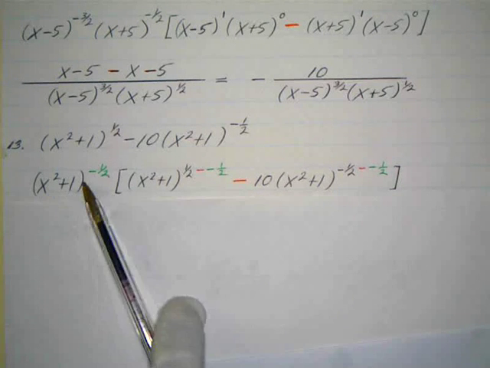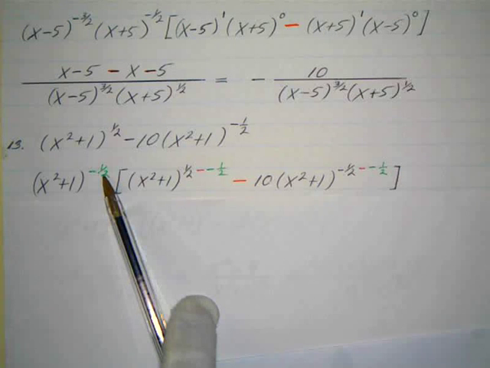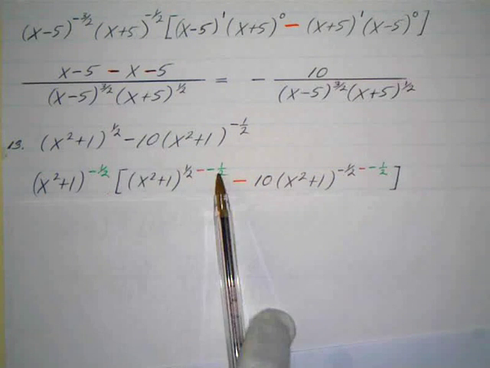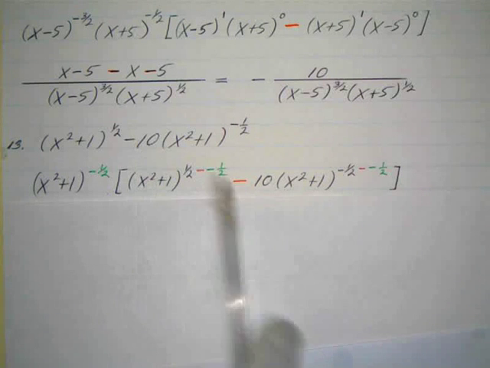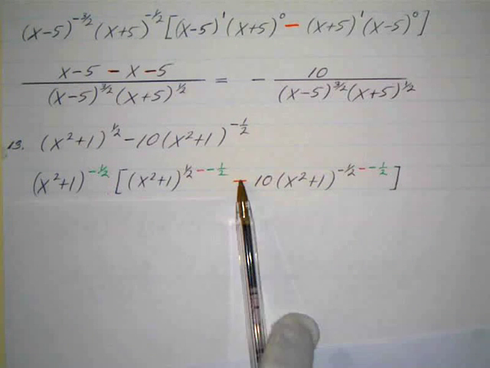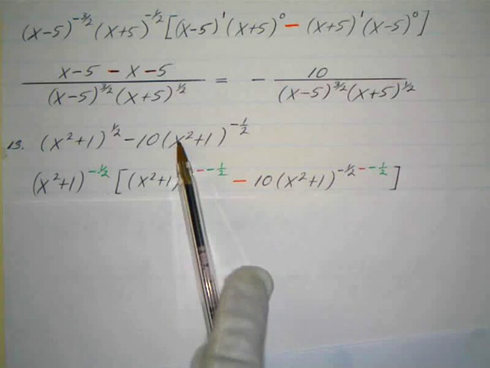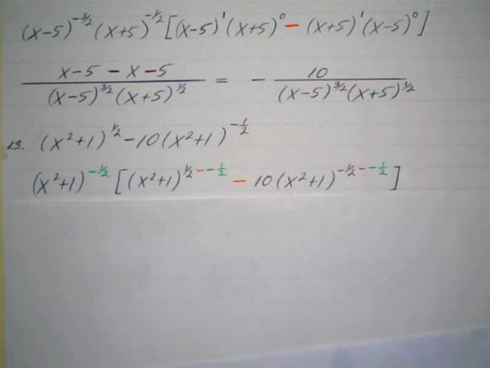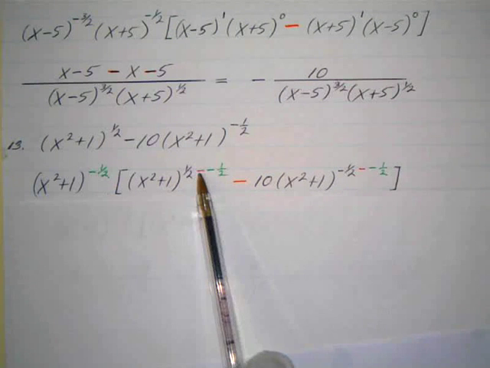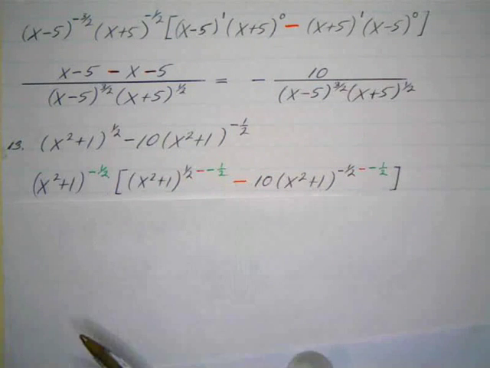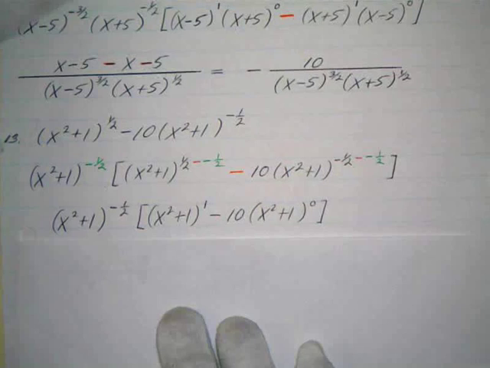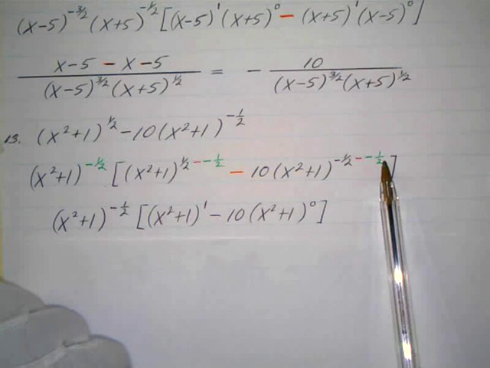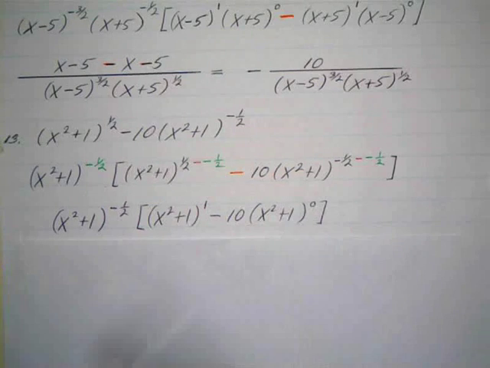This is x squared plus 1, and that's going to be my 1/2 there, minus the negative 1/2 that I'm factoring out or subtracting. This is the minus sign here. Okay, and this is going to be 10, and this is going to be x squared plus 1 to the negative 1/2 minus negative 1/2. A negative times a negative is a positive, so 1/2 plus 1/2 is 1. So that's x squared plus 1 to the first power. And a negative times a negative is a positive, so negative 1/2 plus 1/2 is 0. So that's going to be your 1.